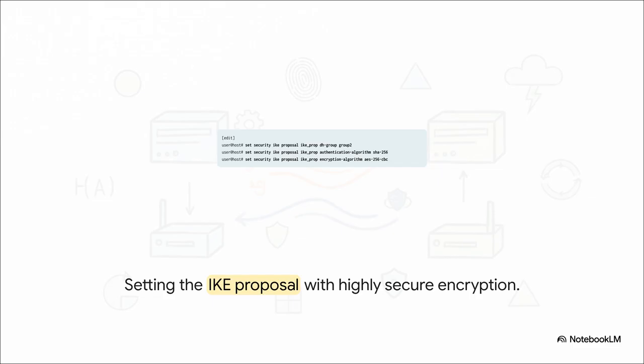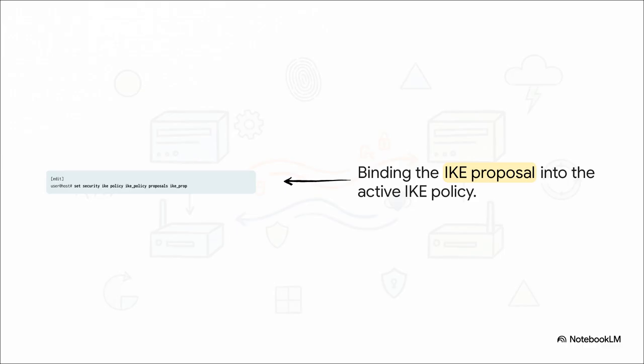This is absolutely a robust, modern cryptographic standard. So now that the proposal exists, we just reference it. By executing the command to set the security IKE policy with our proposal, we are directly binding our newly created, highly secure proposal right into our active IKE policy. If you want to think about it visually, the policy is essentially the folder holding all of your approved architectural plans.